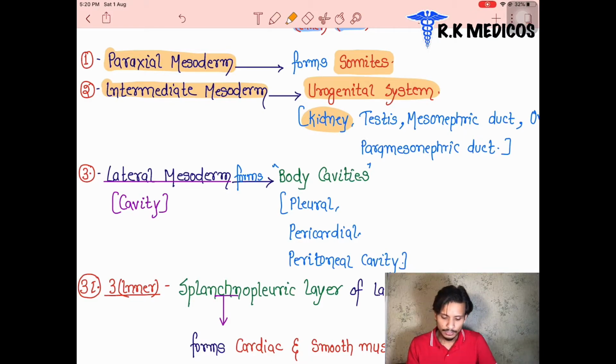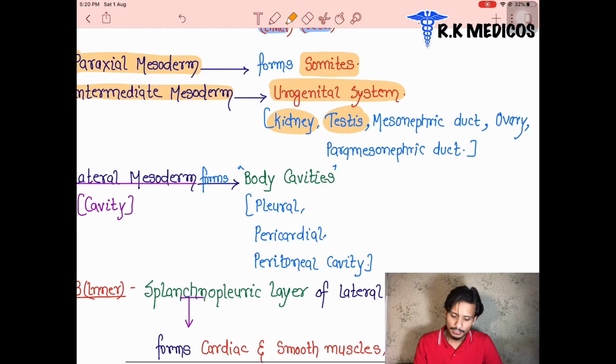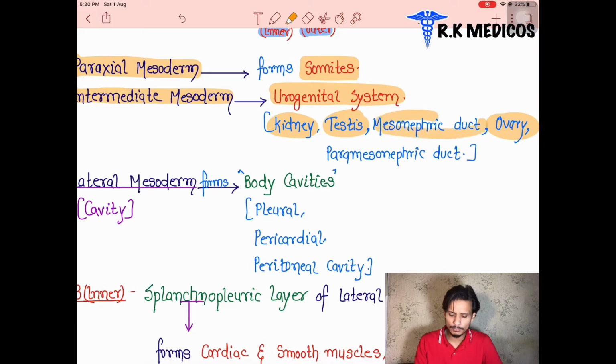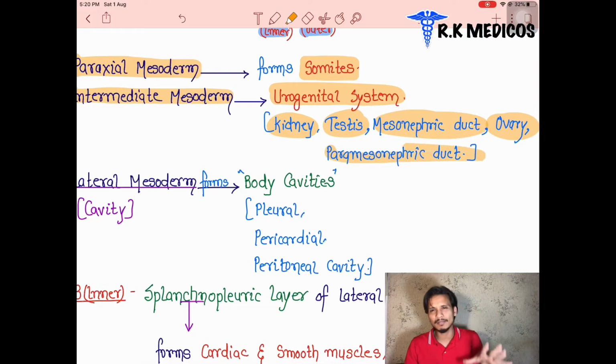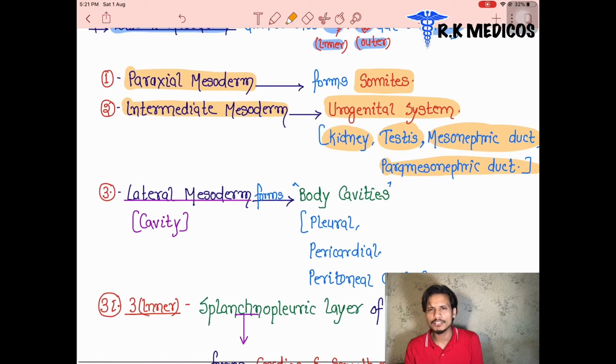So next one, what are the structures in our reproductive system? Testes. In female there are ovaries, the mesonephric duct, which is for kidney development, or the paramesonephric duct. So all these structures are developing from the urogenital system basically, and they are developing from which mesoderm? That question is coming. That is the intermediate mesoderm.